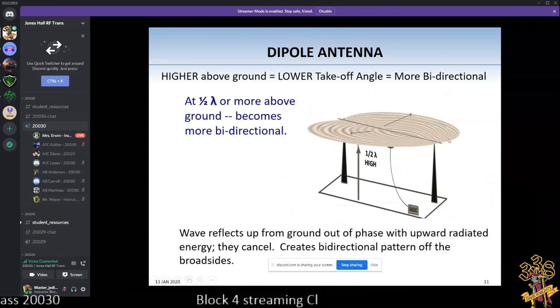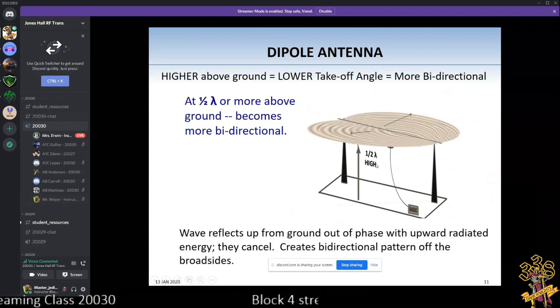Now, it's radiating out all around this wire. However, at a half wave or more above the ground, radiation going to the ground, reflecting back up, cancels out what's being radiated upward. So you end up with it just being bidirectional. So all your energy is focused in two directions.